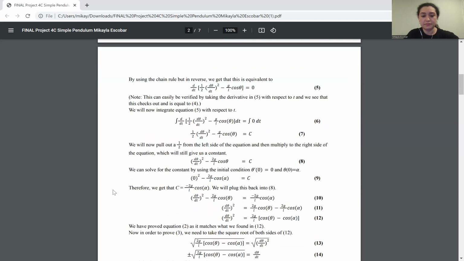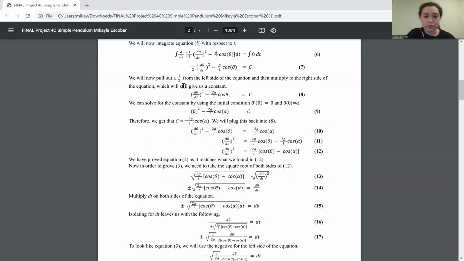And pulling out 1/2 from the left side of the equation, and then you multiply to the right side of the equation, you'll still get a constant. So this goes away, and all we're left with is this portion here.